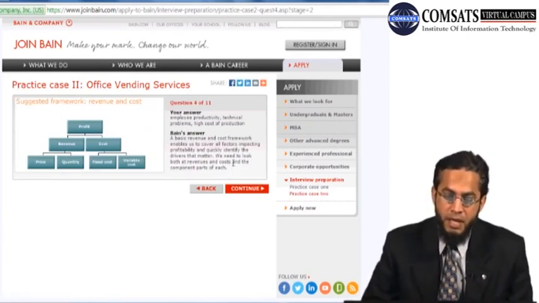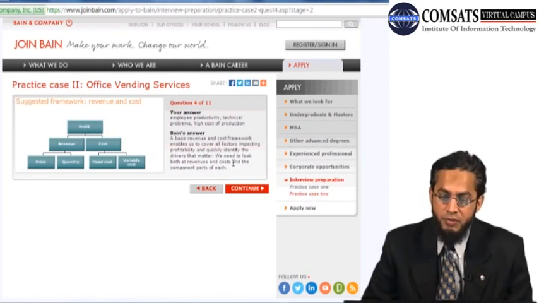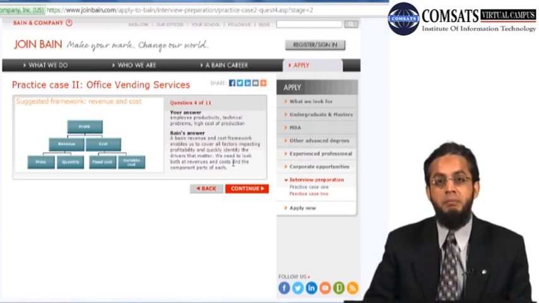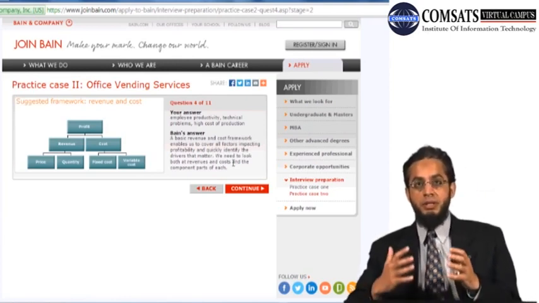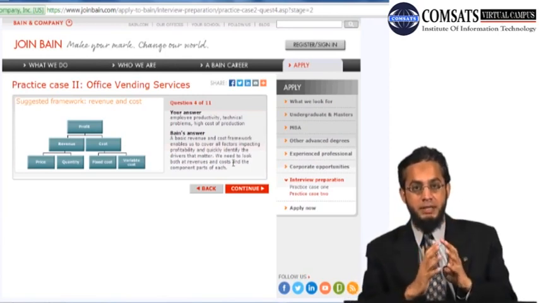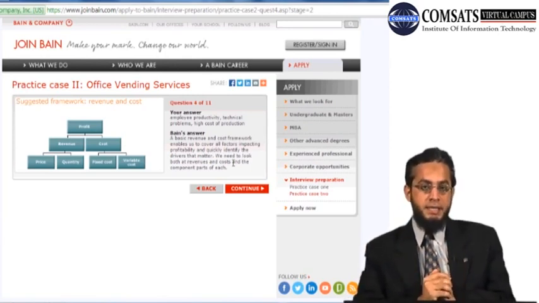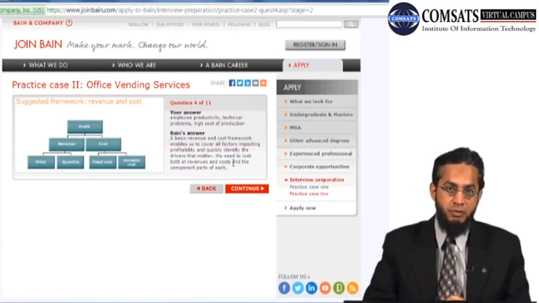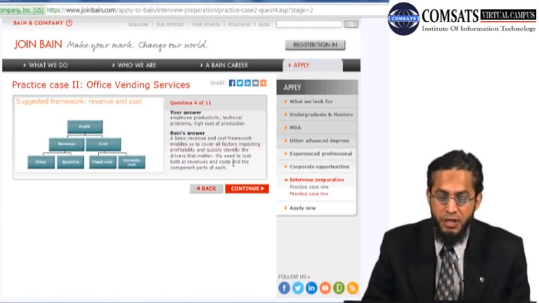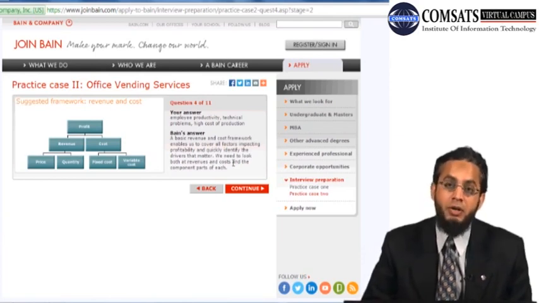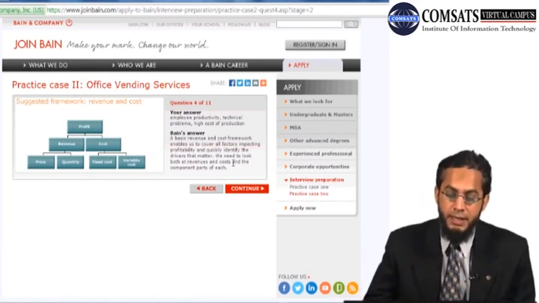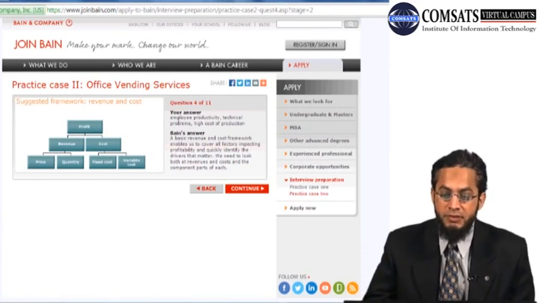Your answer, and their answer is: a basic revenue and cost framework enables us to cover all factors impacting profitability and quickly identify the drivers that matter. यहाँ पे you have come up with a very smart way of looking at things real quick, and that is actually when you look at the cost drivers. वो क्या होते हैं? We need to look both at revenues and costs and the components part of each. So now you will see that this all includes these factors that we have mentioned over here.